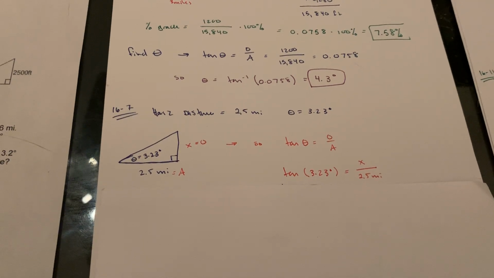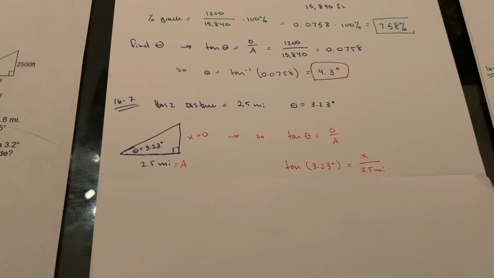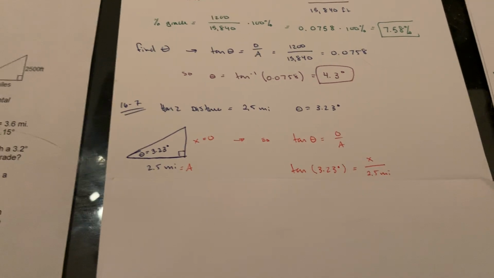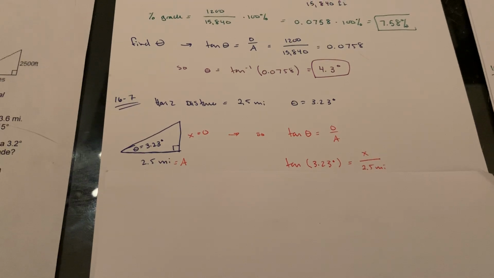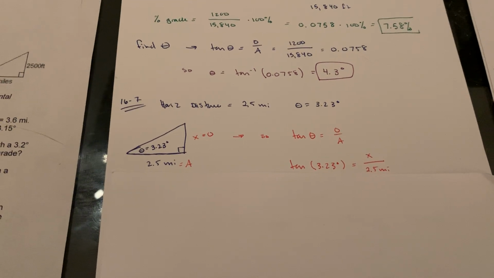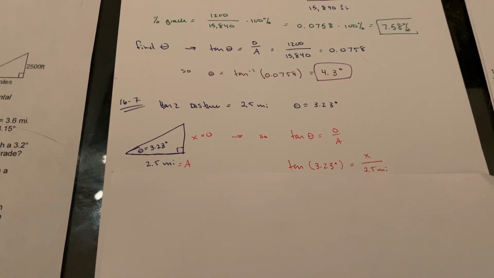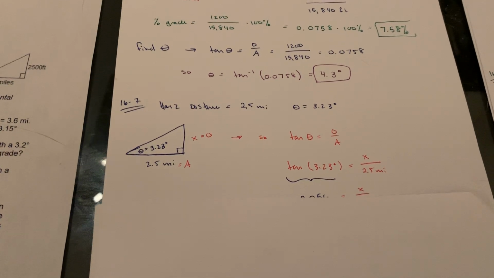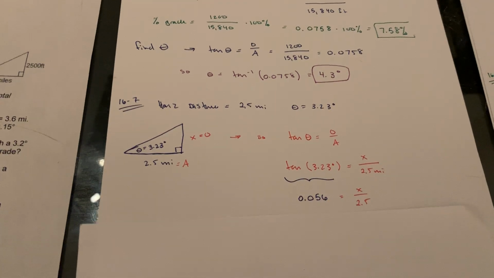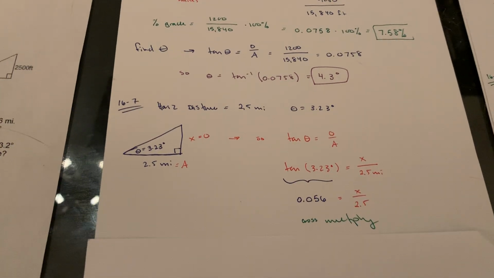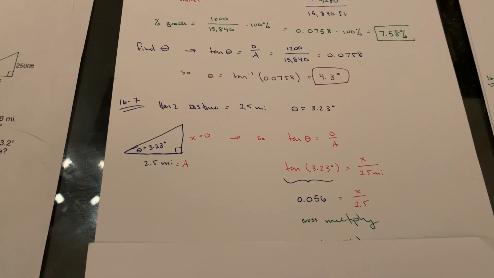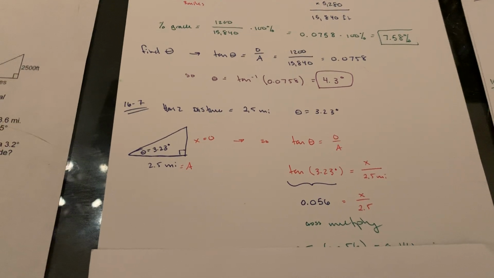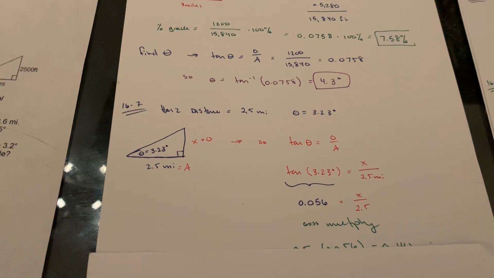We have 2.5 miles going straight across, our horizontal. We're trying to solve for the x, which would be our opposite, that vertical distance. We know the angle here is 3.23 degrees. So the tangent value would be the opposite over the adjacent. That means the tangent of 3.23 degrees would be x over 2.5. We can do a quick calculation, calculator style: tangent of 3.23 would be 0.056. So that would be x over 2.5.